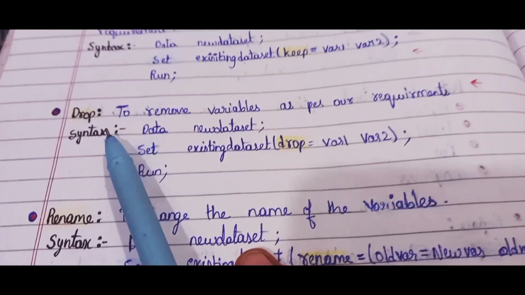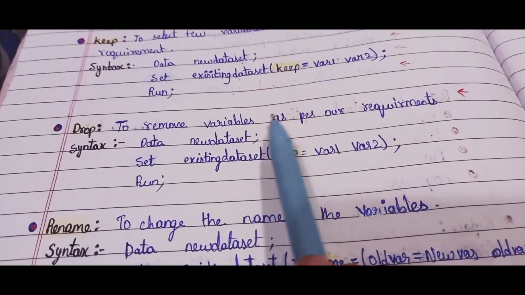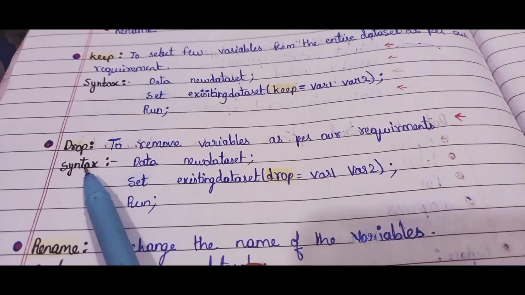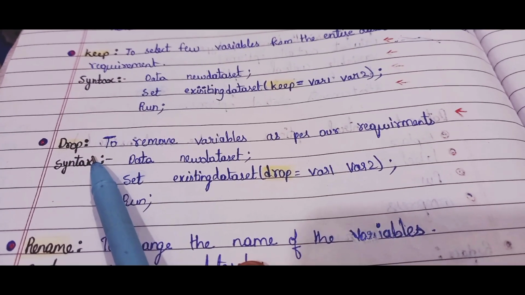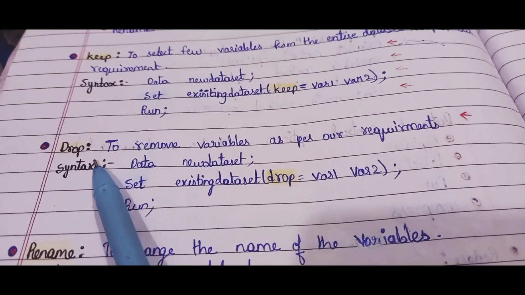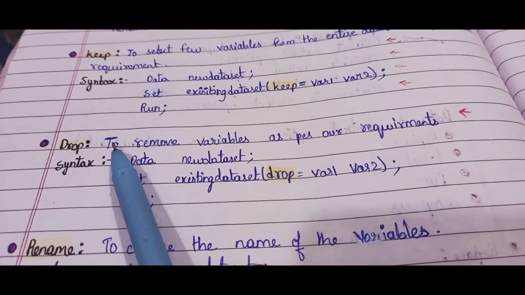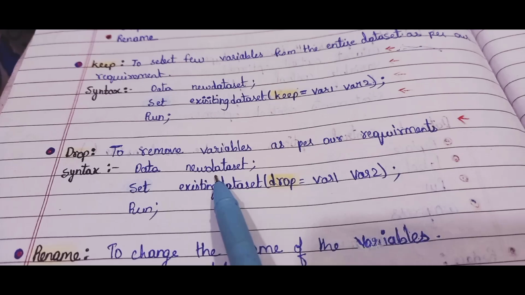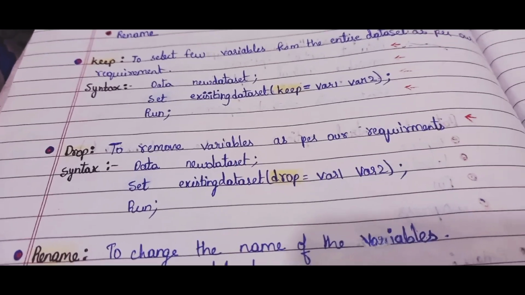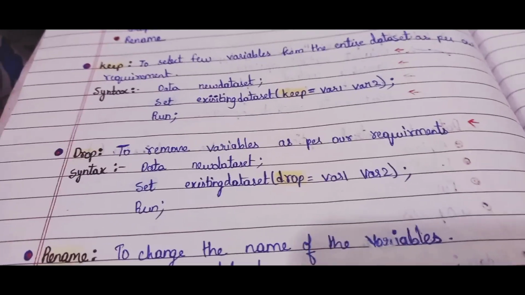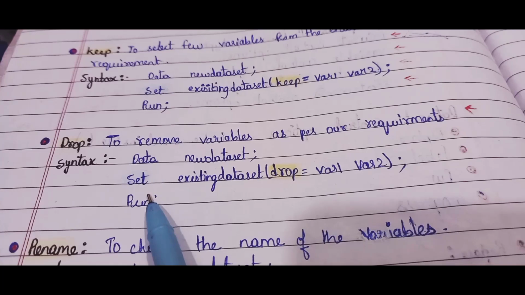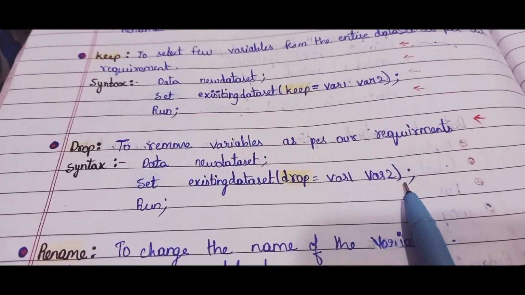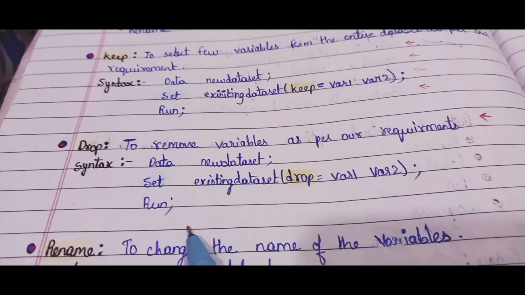Next is drop. To remove the variables as per our requirement from the entire data set, we will use drop option. Okay, so if we don't want a few variables, then we'll use this drop option. Drop new data set name, set to existing data set, drop is equals to var1 var2 semicolon run semicolon. This is the syntax.